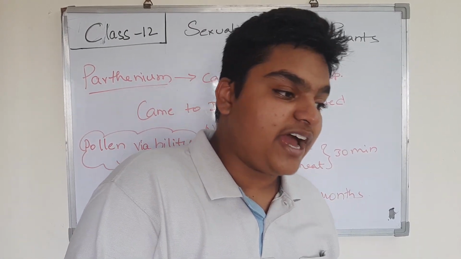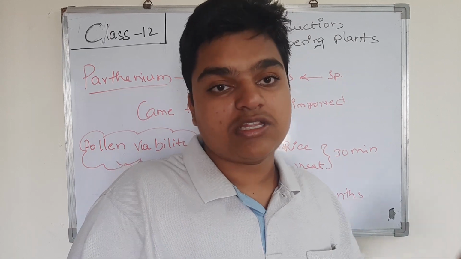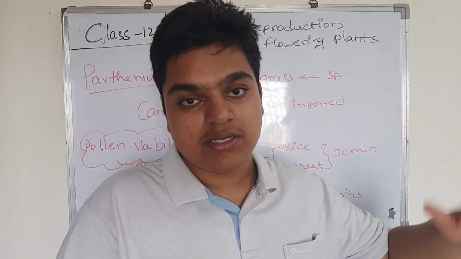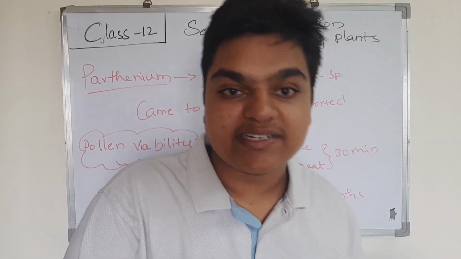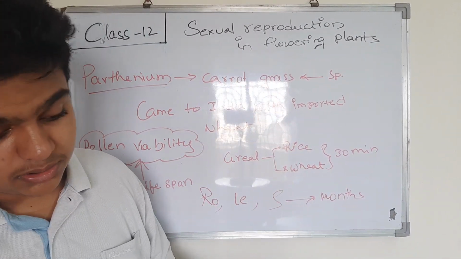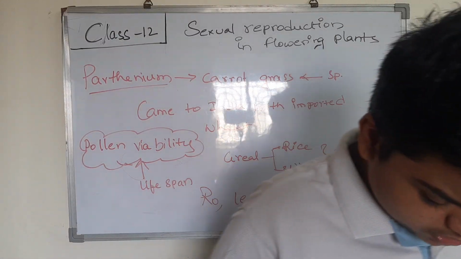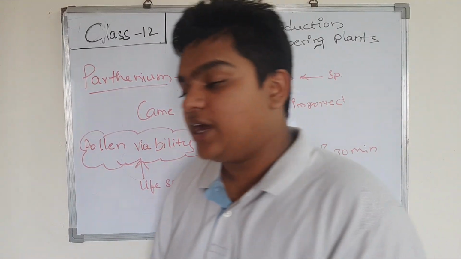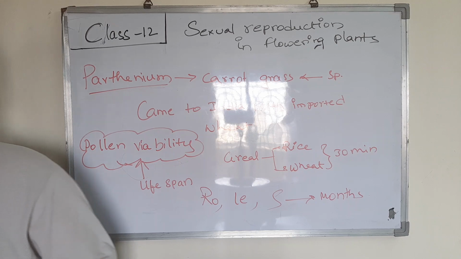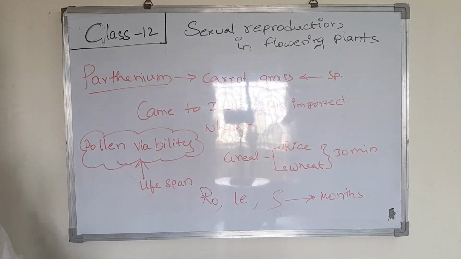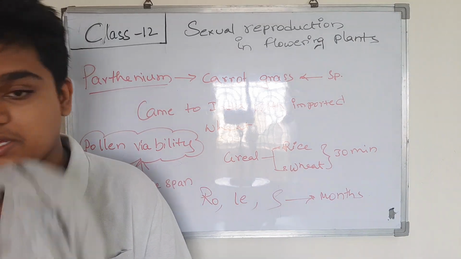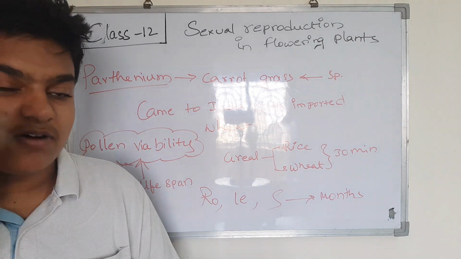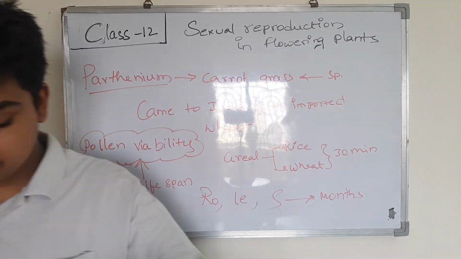And nowadays we have cryopreservation, the method of preserving gametes at minus 196 degrees Celsius in liquid nitrogen. They are storing these gametes, and pollen grains are also being stored like that, in what we call pollen banks.